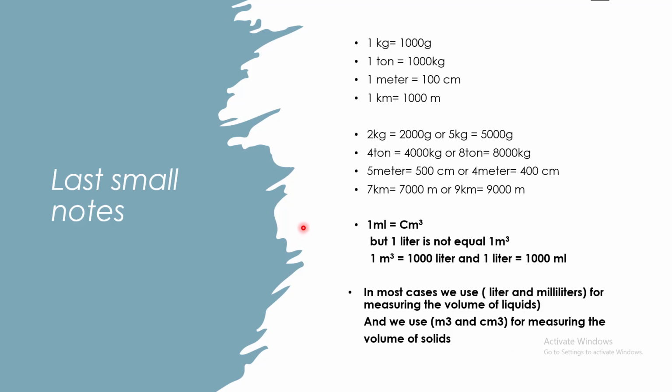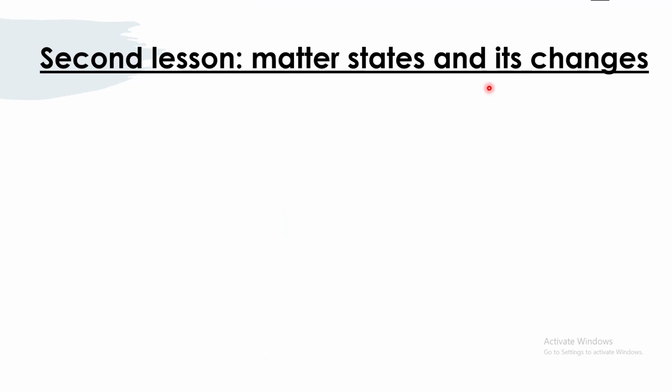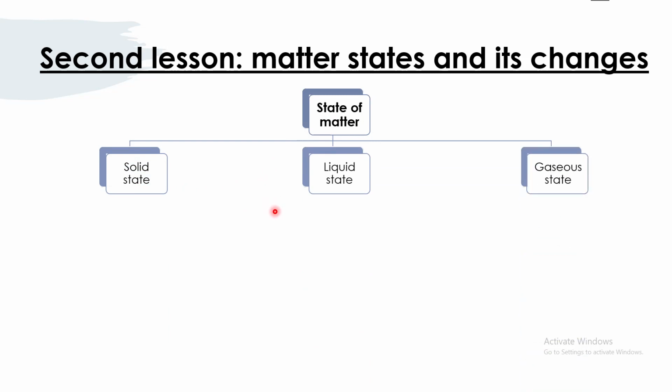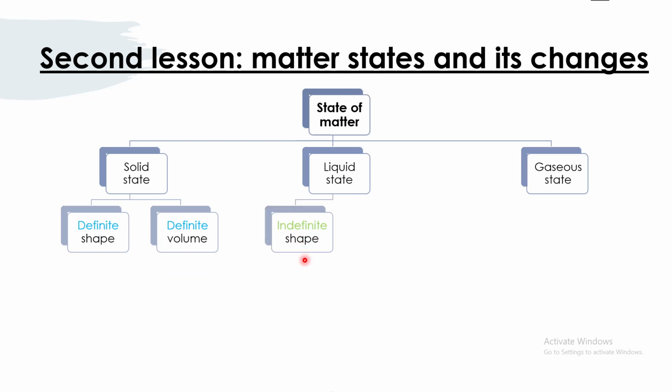And now transferring to the second lesson in Unit 1, which is the matter state and its changes. We know that the states of matter are the solid state, the liquid state, and the gaseous state, and we will discuss two important things for each one of them, which are the shape and the volume. According to the solid state, it has definite shape and definite volume. The liquid state has indefinite shape and definite volume. But the gaseous state has indefinite shape and indefinite volume.